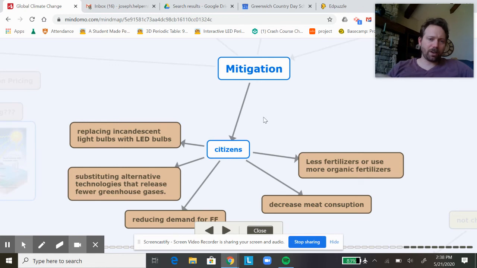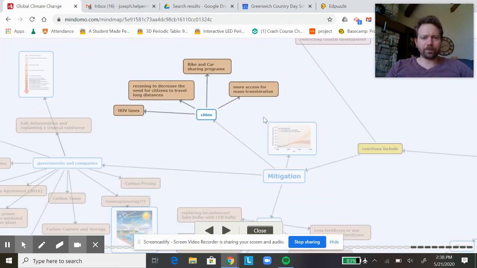All right, changing the type of car that we might use that might have a higher mile per gallon. Substituting alternative technologies that release fewer greenhouse gases. So using solar panels versus using natural gas or oil, and changing out your light bulbs to LEDs.